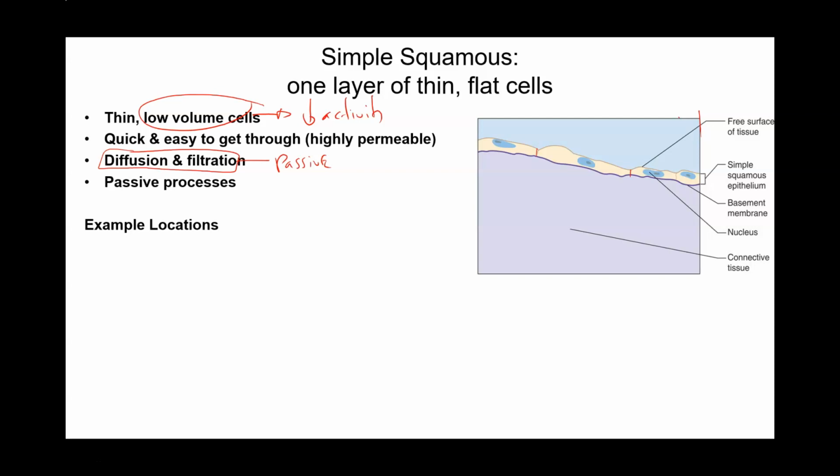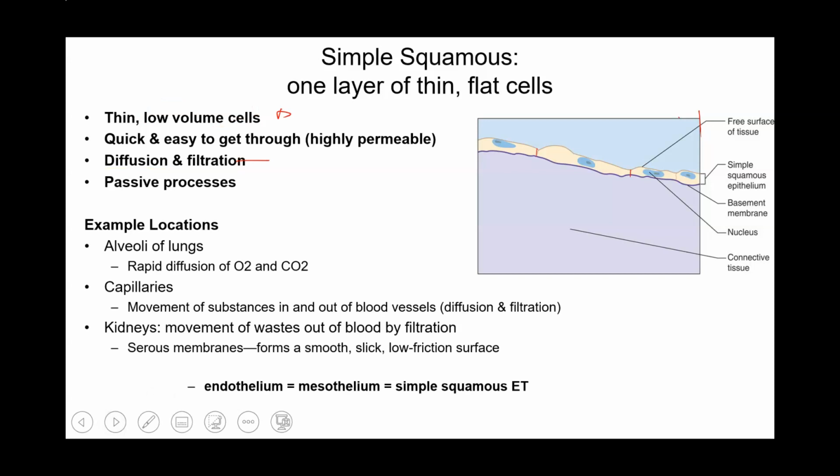And the cell can be low volume because things are moving through it by passive means, and by making the cell thin, you make things really easy to get through. Some key examples of where we find this would be the lungs, where you want oxygen to rapidly diffuse across the simple squamous into blood, and the CO2 to rapidly diffuse across it out of blood.